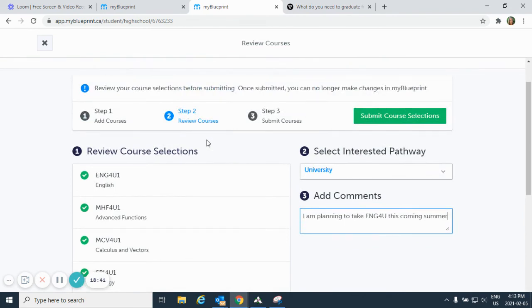Don't forget, students, that once you click on the Submit Courses button, you cannot go back to your plan and make any changes. That's why it's very important that you are sure and you are confident in the courses that you're taking. These are courses that you want to take, you're prepared to take, you're excited to take, and you are getting yourself closer to graduating and moving to post-secondary. It's a really exciting time for everyone.